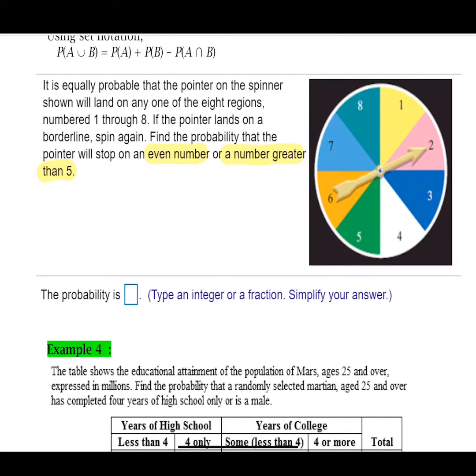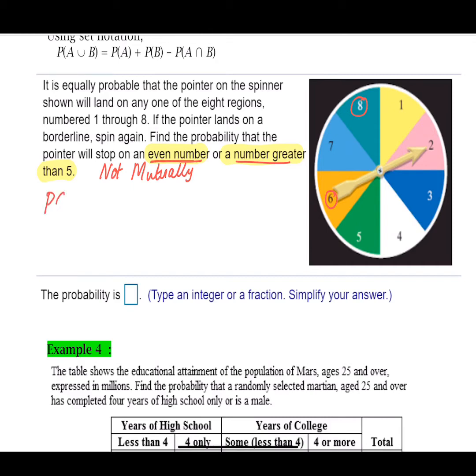So the first thing you have to see here is, can I have an even number that's greater than 5? Yes, I can. I have a 6, I have an 8. So when your answer is yes, that means they are not mutually exclusive. So what I need to do is first find the probability of an even number.